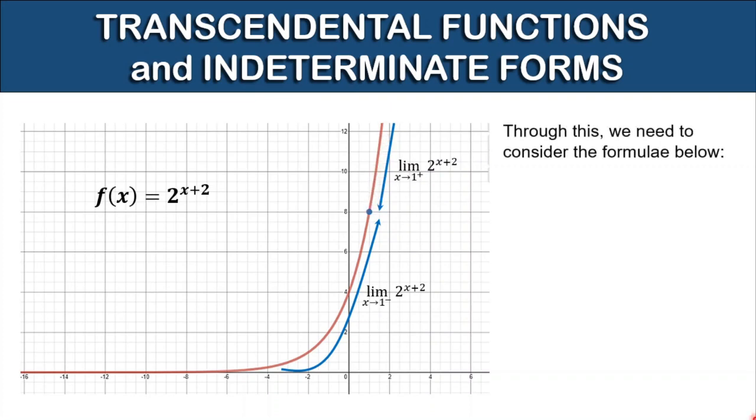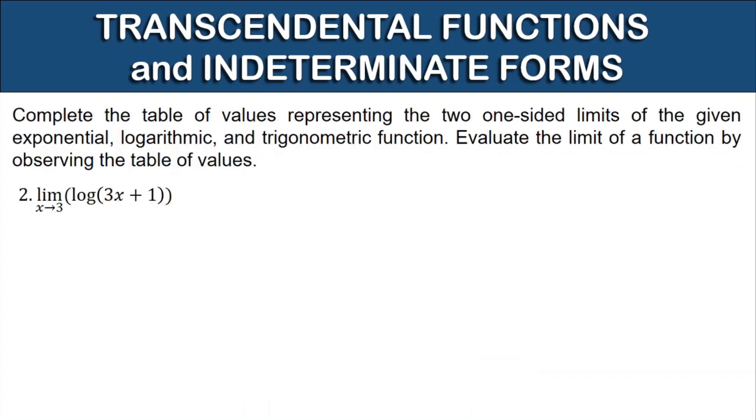And through this, we need to consider the formulae below. The limit of a raised to x as x approaches positive infinity is equal to positive infinity. And the limit of a raised to x as x approaches negative infinity is equal to 0, where a is greater than 1. Let's solve our problem number 2.